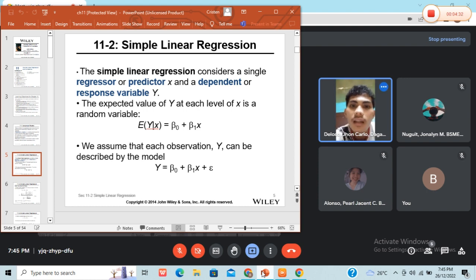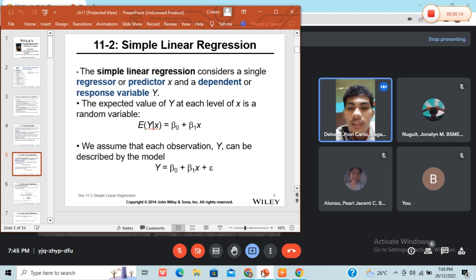Simple linear regression considers a single regressor or predictor x and a dependent or response variable Y. The expected value of Y at each level of x is a random variable. We can see in the equation that the expected value of Y given x is equal to beta sub 0 plus beta sub 1 multiplied by x, our regressor.